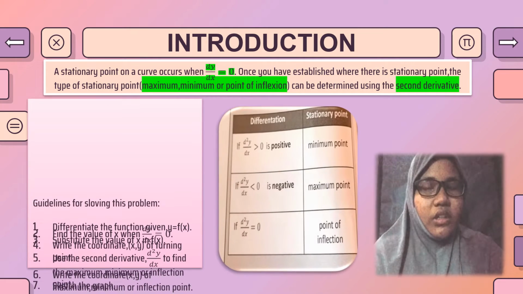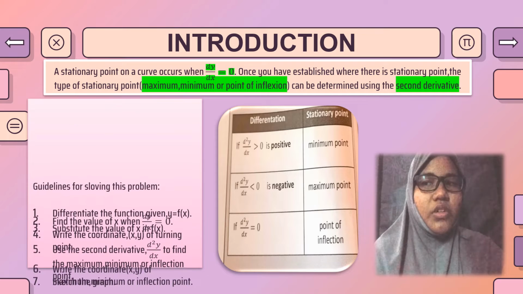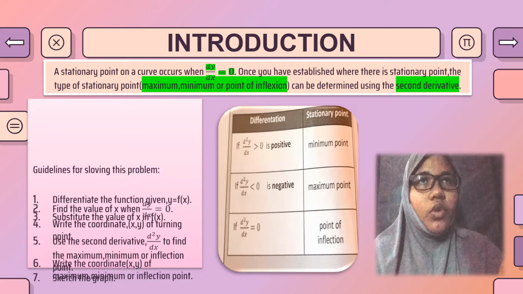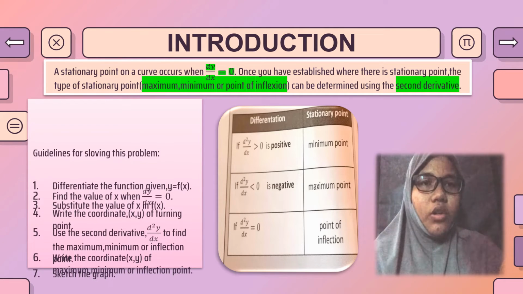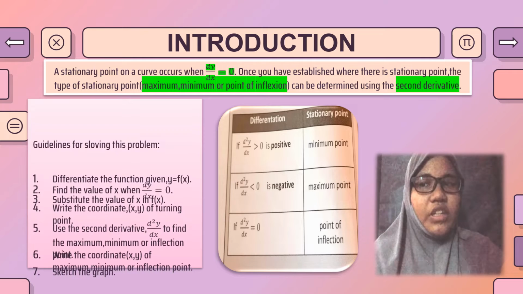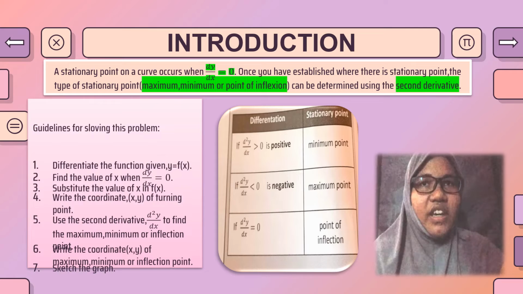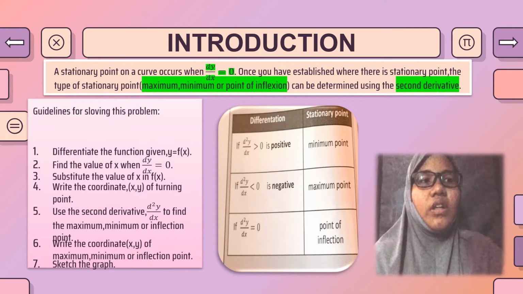Differentiation: if d squared y over dx squared is bigger than 0, is positive, then it is a minimum point. If d squared y over dx squared is smaller than 0, is negative, then it is a maximum point. If d squared y over dx squared equals 0, then it is a point of inflection.